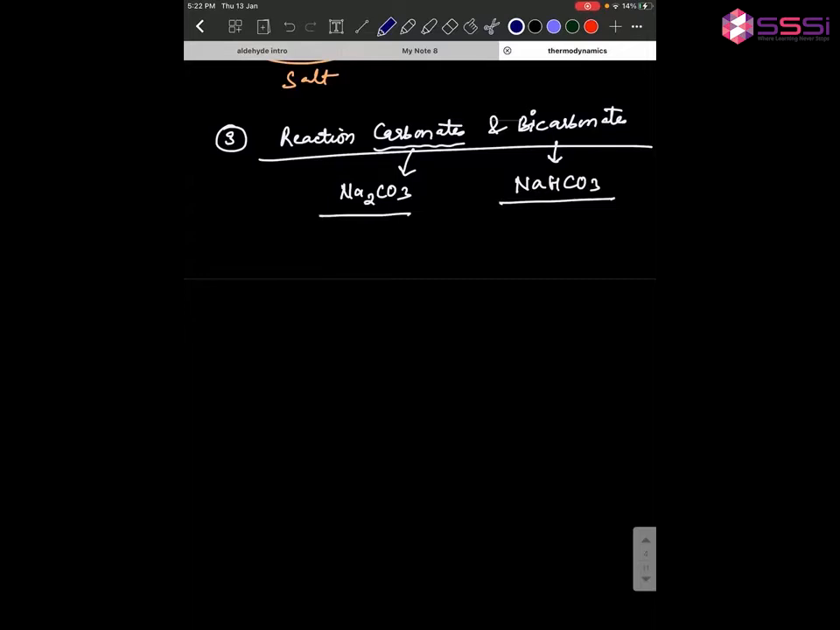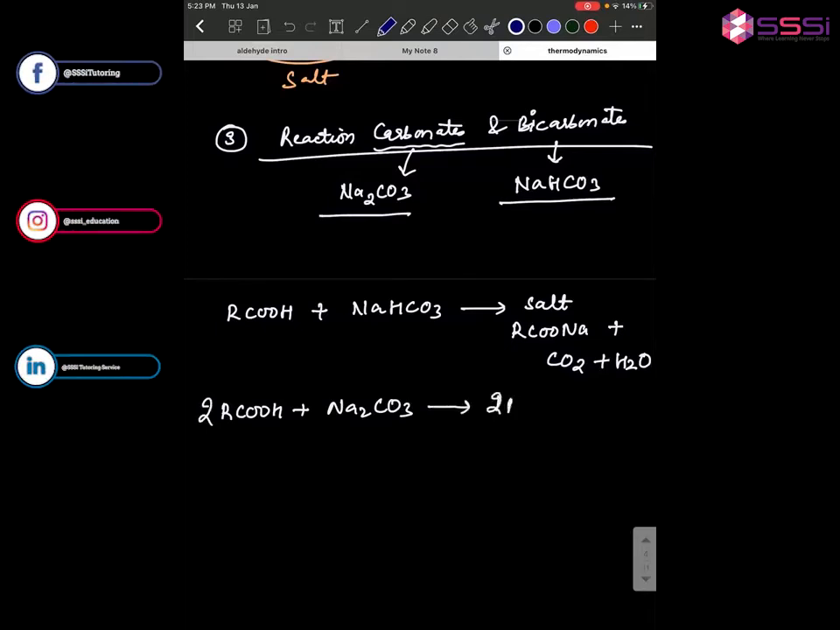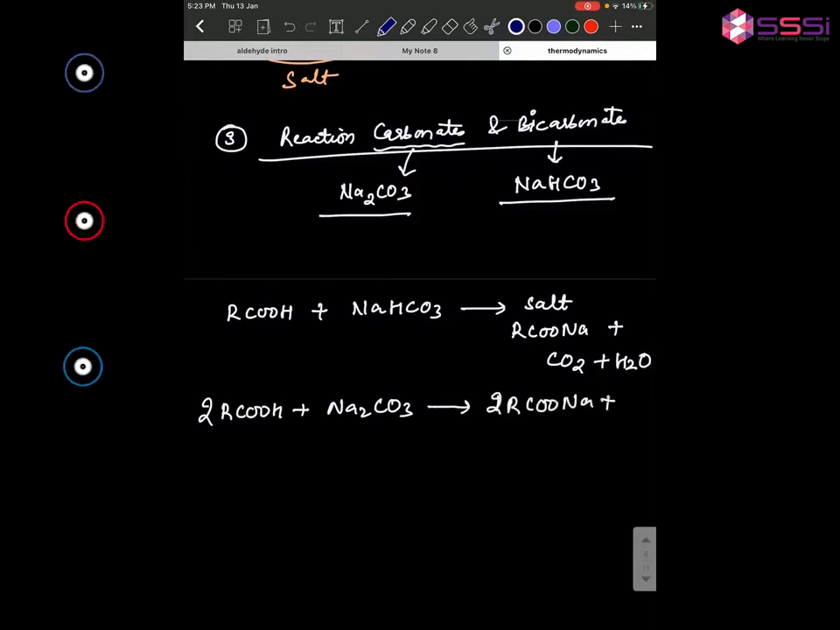For example, I'm taking a bicarbonate first. I'm taking RCOOH and the bicarbonate NaHCO3. Here also a salt will get formed, RCOONa, and along with this we get CO2 and a water molecule. If I am taking sodium carbonate, Na2CO3, then I will take 2 moles of this acid and I will get 2 RCOONa along with the same CO2 and water molecule. So just remember that these two reactions are very important.